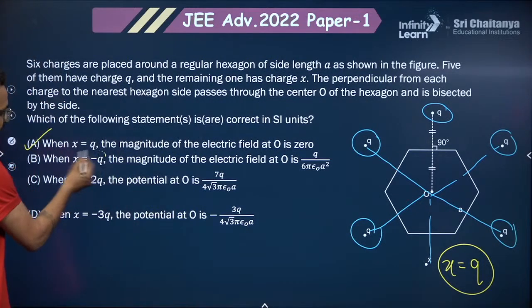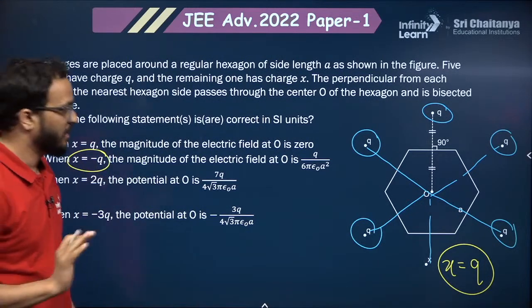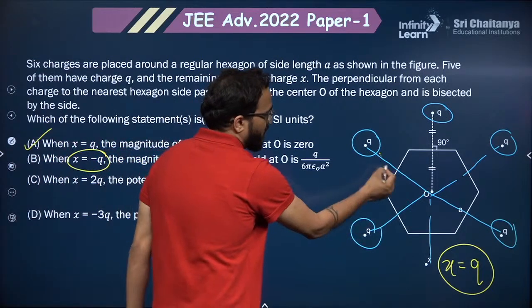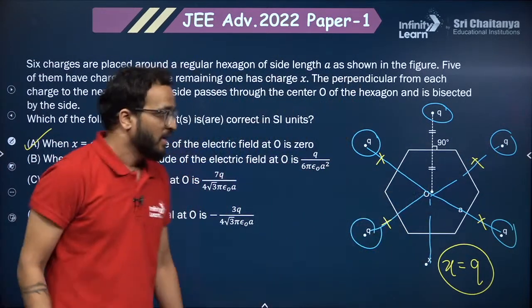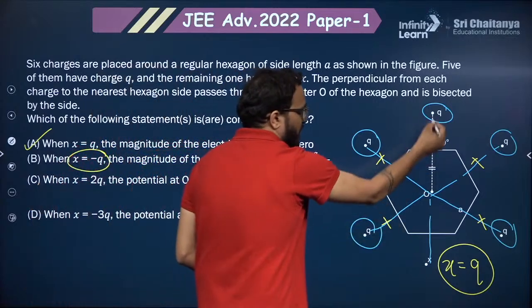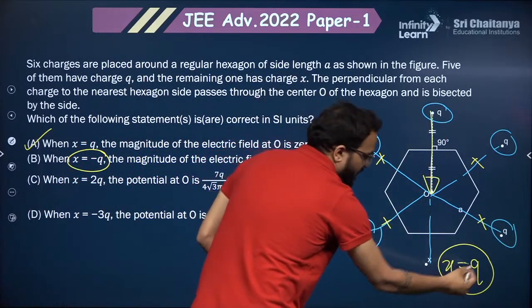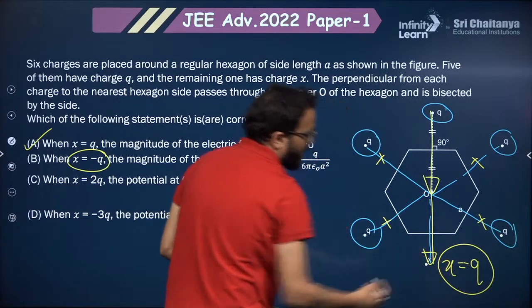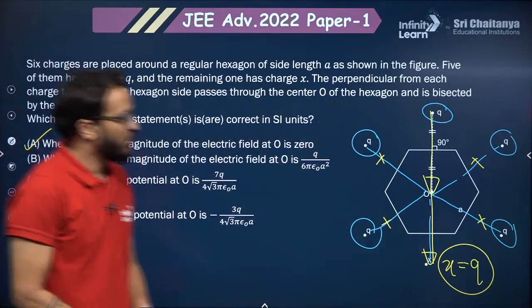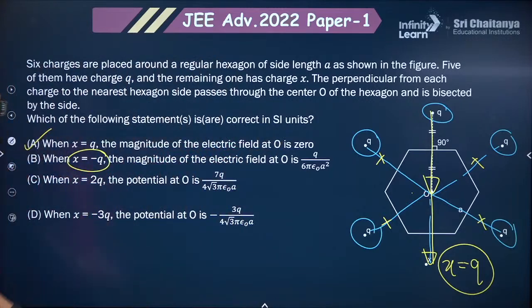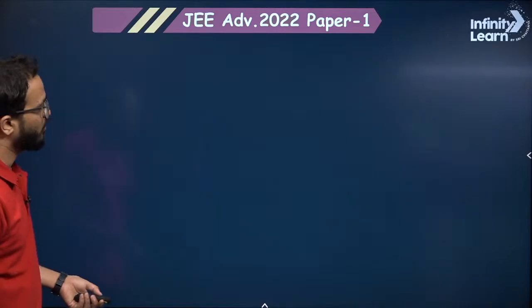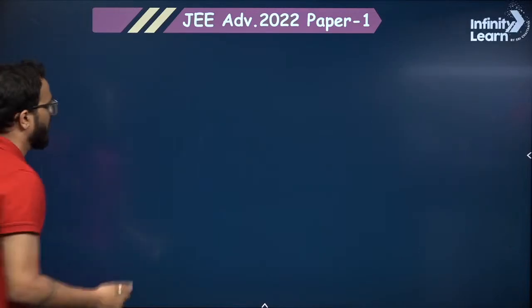Now if X is minus Q, then what will happen? Again, the fields due to this charge, this charge, this charge and this charge, all 4 will cancel out, and the field due to this charge will be in this direction, and if it is negative, its field will be in this direction, so they will be added. So just figure out the field due to this one charge and make it twice, that will be the answer, right? After solving, this comes out. Or if you want, I can just show you quickly the solution as well.